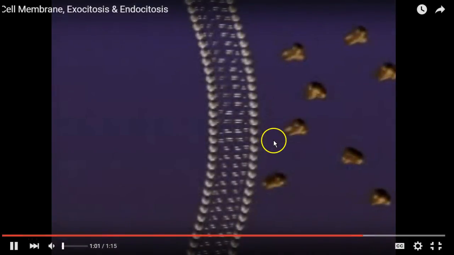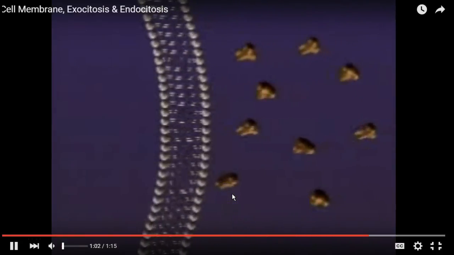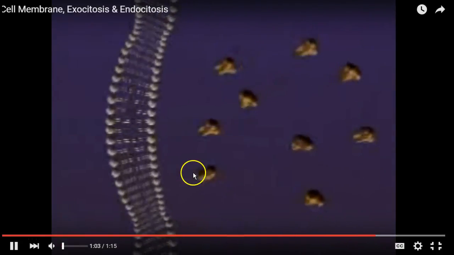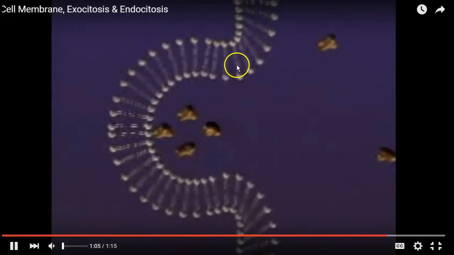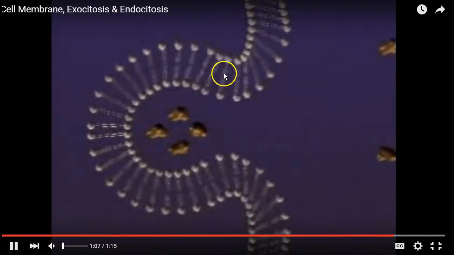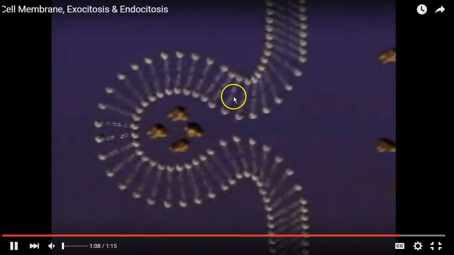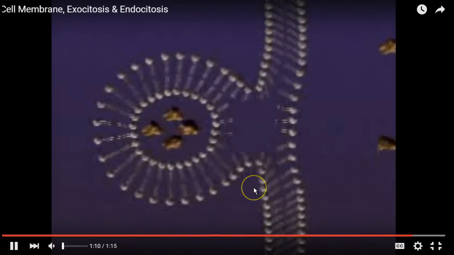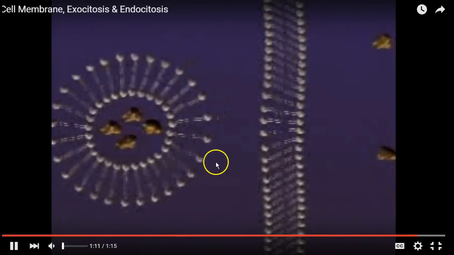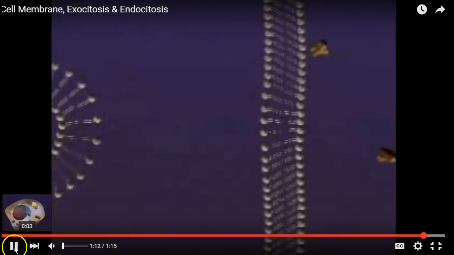They're going to show us the reverse again. So pay close attention over here and up here. Notice that the bilayer reorganizes itself to form the vesicle, and it wraps around. Pretty cool.